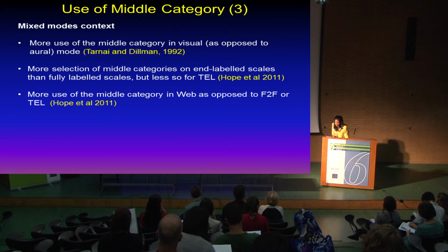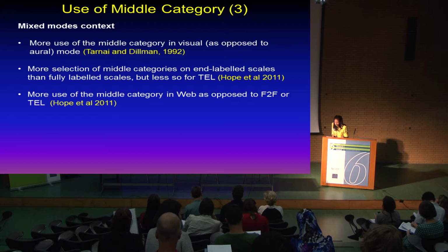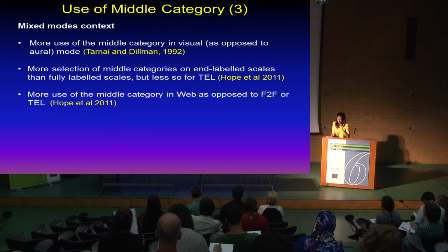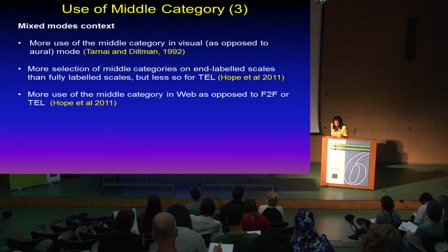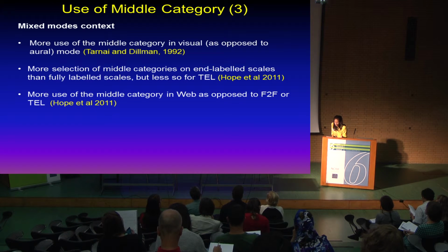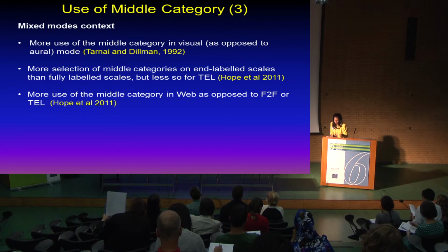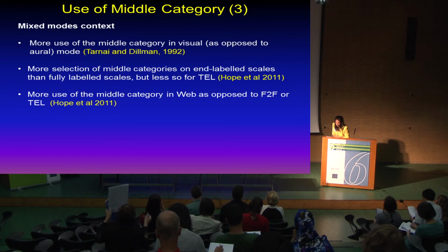Now, Tarnay and Dillman thought this was greater use of the middle category because the middle category is more prominent in a visual mode. But HOPE 2011 also found the same thing, more selection of middle categories, but this is slightly different. More selection of middle categories on end labeled as opposed to fully labeled, but less so in telephone. And evidence from the cognitive interviewing of the study suggested an explanation.